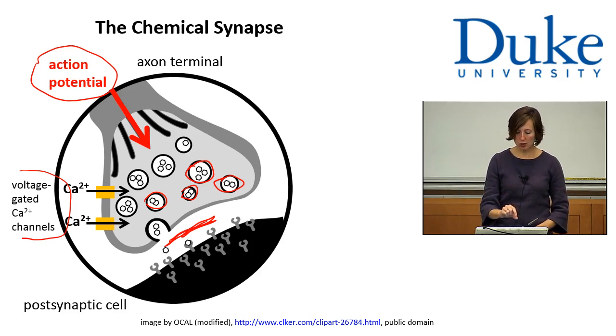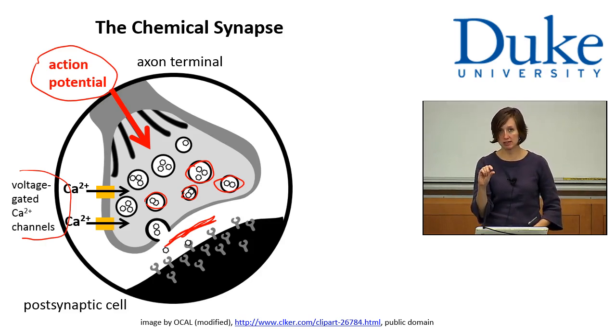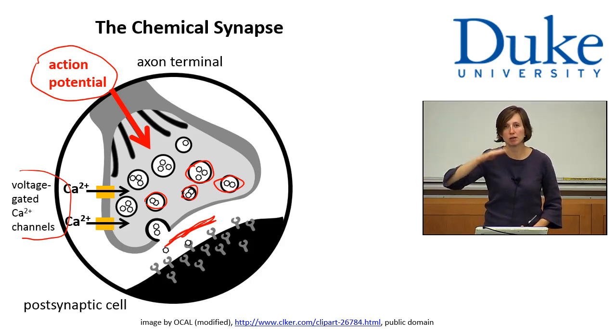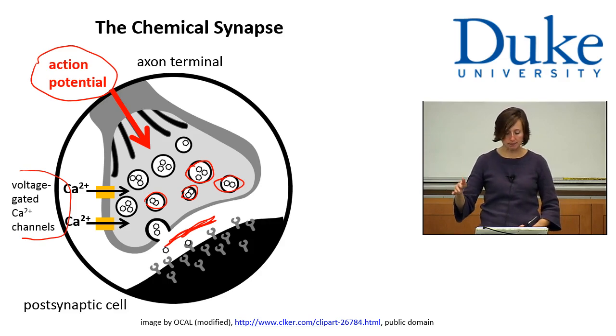Here we have a very small distance that the neurotransmitter has to diffuse, and it's going to be released in really large quantities into this small space, whereas we know endocrine hormones are going to become very dilute once they're put into the circulation. So that's going to make the chemical synapse very rapid.